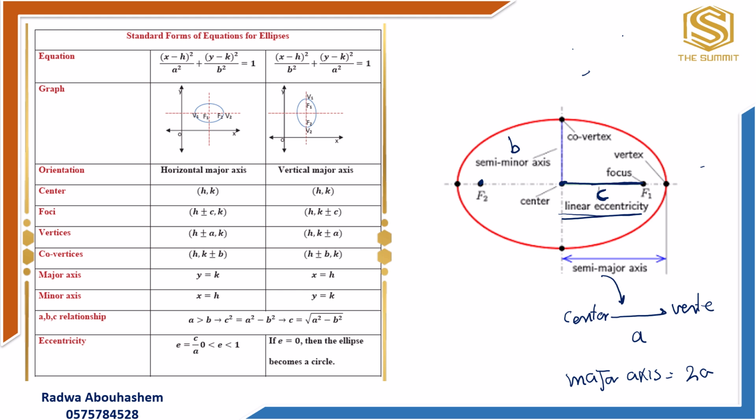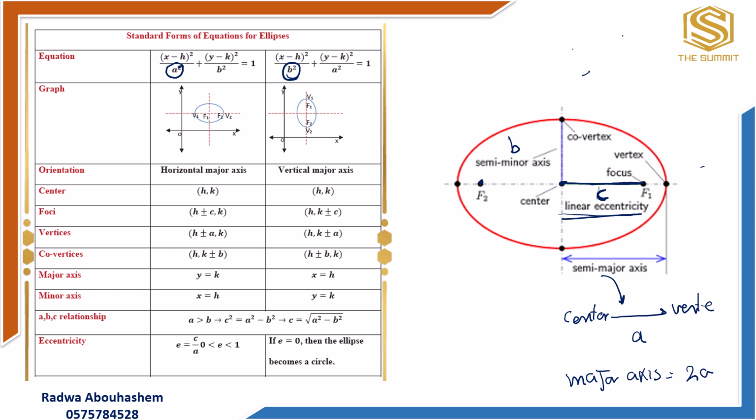Now let's go for the rules. We have a standard form for the equation. It's the same, but we have to look if the major axis is horizontal or vertical. If the major axis is horizontal, this means that you start with x power 2. If the major axis is vertical, this means that you start with y power 2. So pay attention to this one. All the time the center would be h and k, but we have to change the sign.